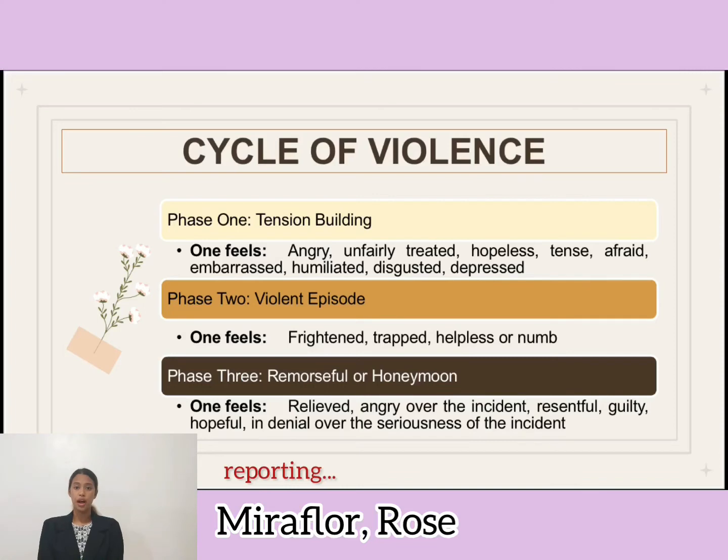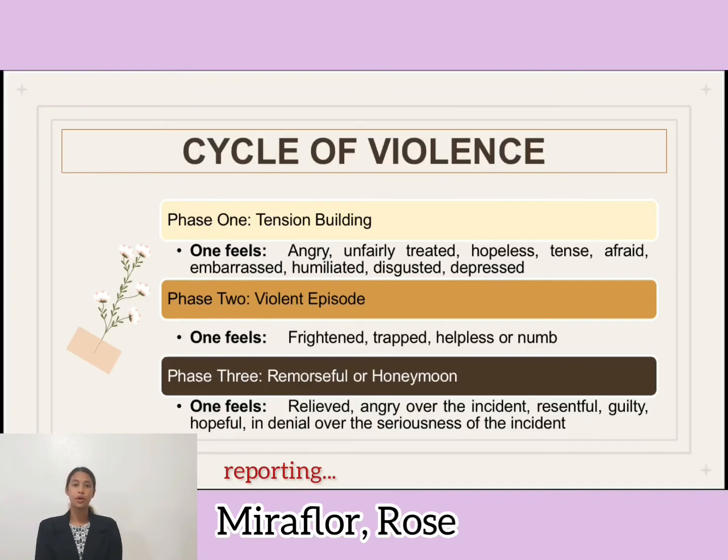Phase 2, violent episodes. One feels frightened, trapped, helpless, or numb. As the tension builds, violence is highly likely. The explosion phase. This is when a major act of violence occurs, including physical and or sexual attack and threats to harm, as well as verbal abuse. It is in this phase that injury is most likely to occur or that the police might come.